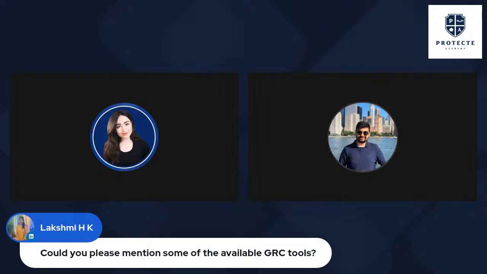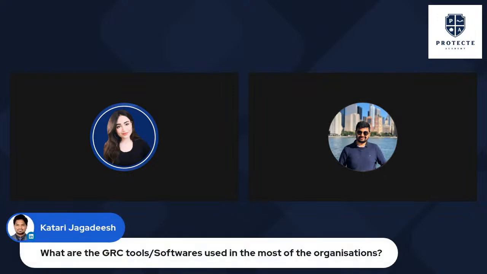Next question, Lakshmi: can you mention some of the available GRC tools? Some of the widely used GRC tools are RSA Archer, ServiceNow GRC, IBM OpenPages, OneTrust GRC. These are all legacy GRC tools, which you will see the majority of big-scale enterprises using to manage their GRC activities. These tools are at such a maturity level that you will only see major big-scale organizations using them. If you talk about small-scale organizations or the MSME industry, where employee strength is not that high, then probably ServiceNow GRC or Archer GRC is not the right set of tools for them.